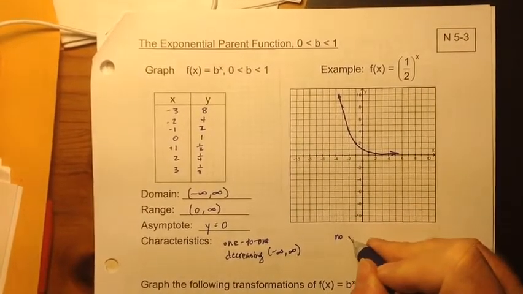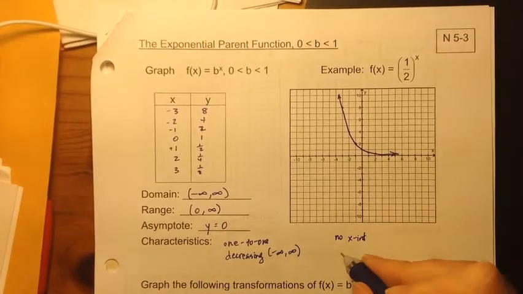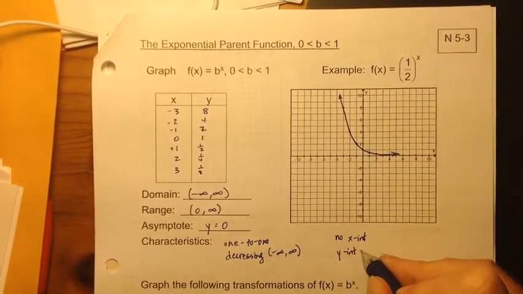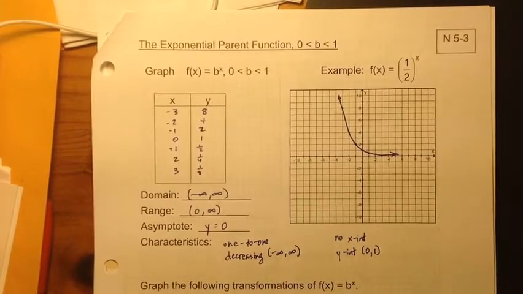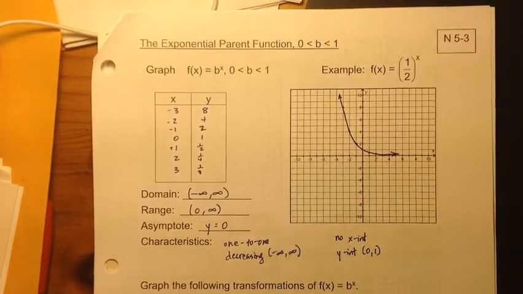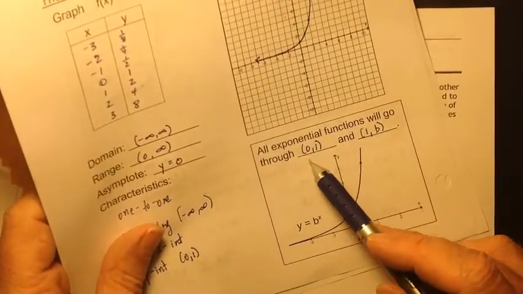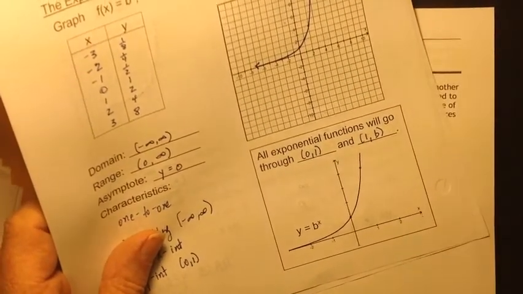It again has no x-intercept. And the y-intercept once again is 0, 1. And that's still going to be true. Whether it's increasing or decreasing, this part's going to be true. It's always going to go through 0, 1. It's always going to go through 1, b.